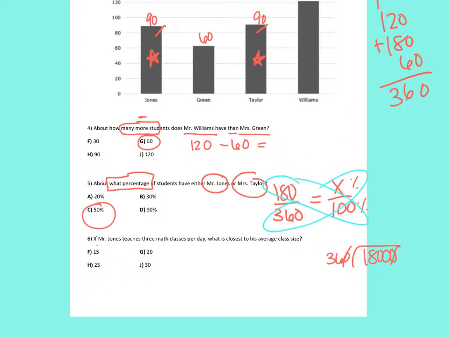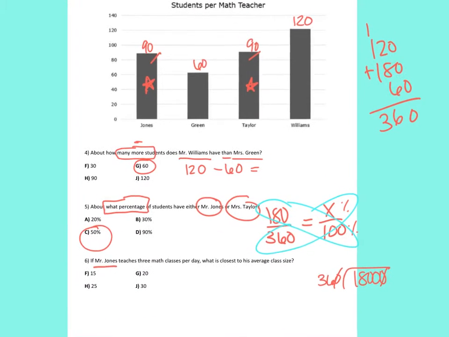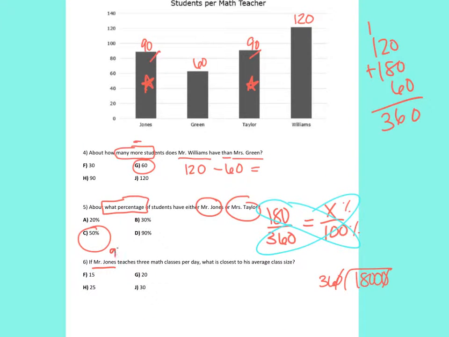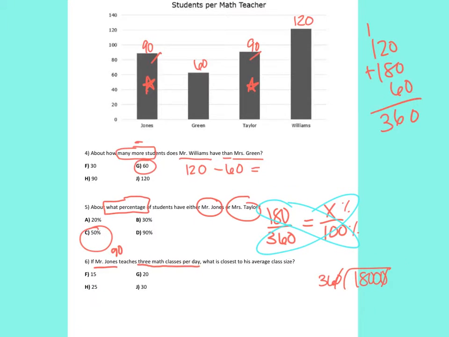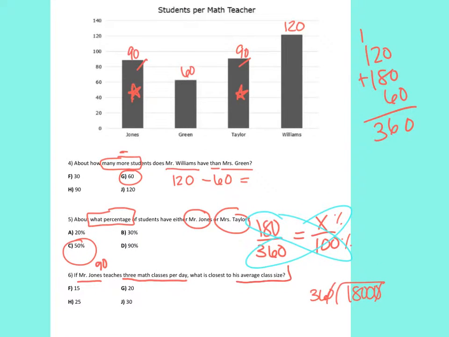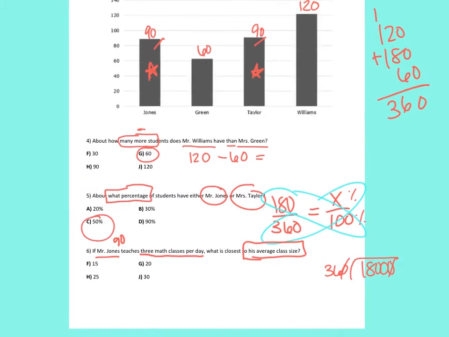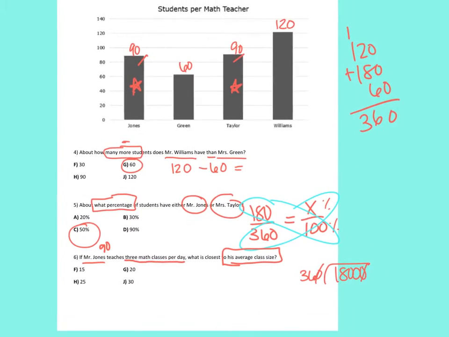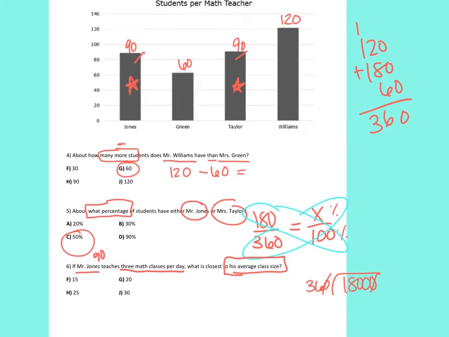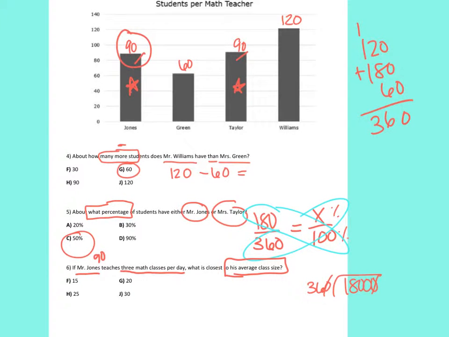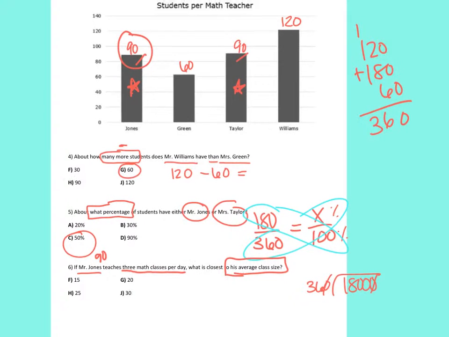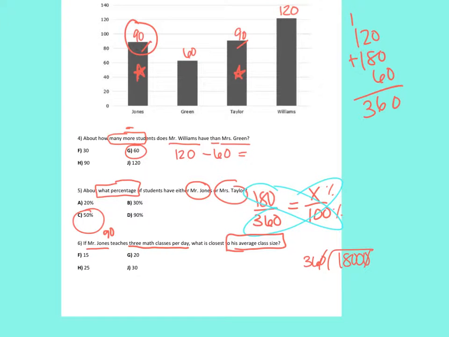Number 6, look up at Mr. Jones, he's got 90 kids. If he teaches 3 math classes per day, what is closest to his average class size? What am I going to do? Divide 90 by 3. Add and then divide. No, he's got 90 kids total. And he's got 3 classes per day. So we're splitting those kids up into 3 different classes.